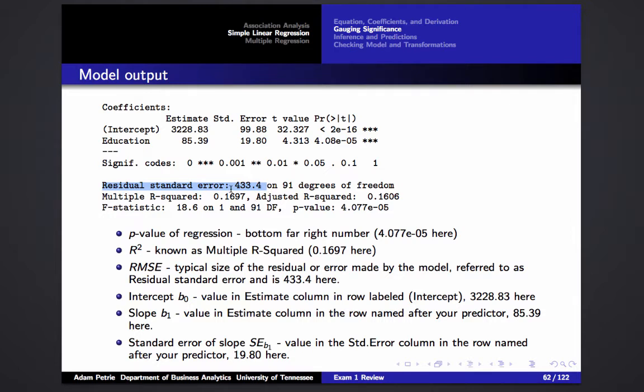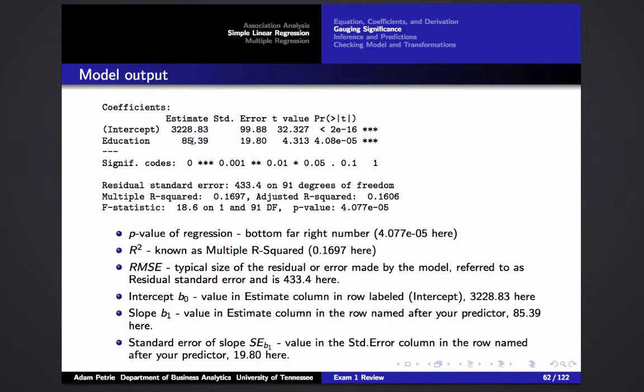The equation of the line can be found by looking at the intercept and the slope. The intercept is in the column labeled estimate, in the row called intercept here, and we see it's 3,288.83. The slope is in the column labeled estimate in the row labeled after the name of the predictor variable. So the slope is a little over 85 right here.